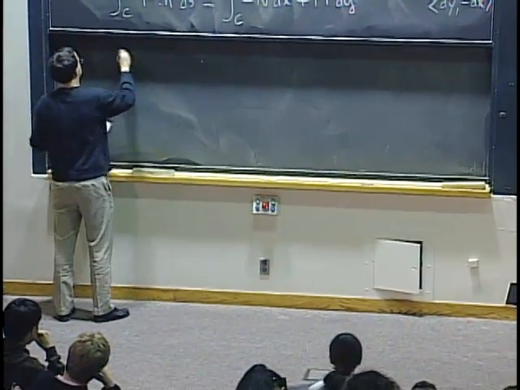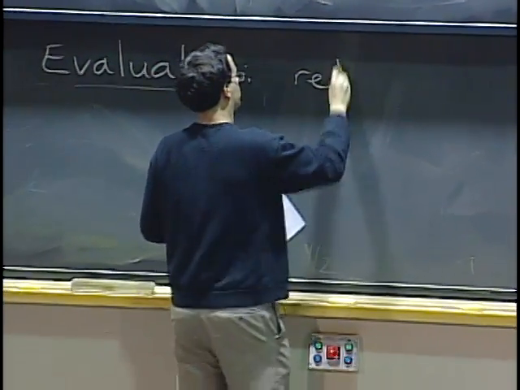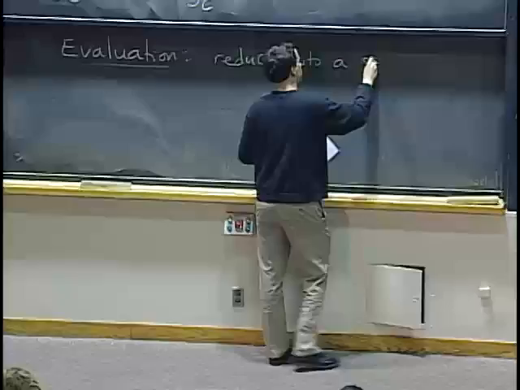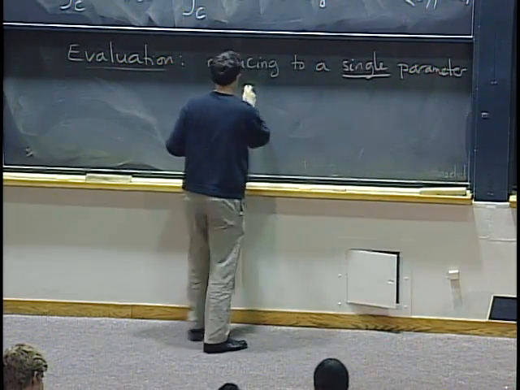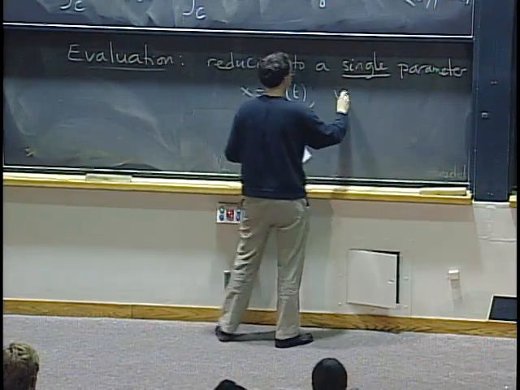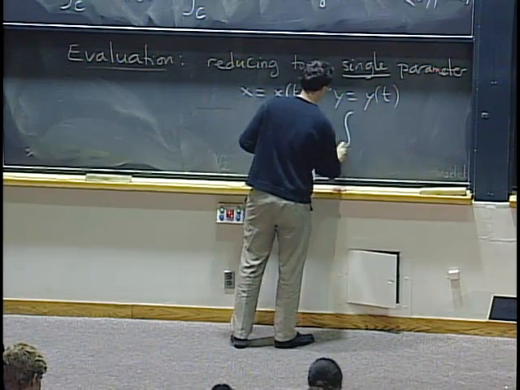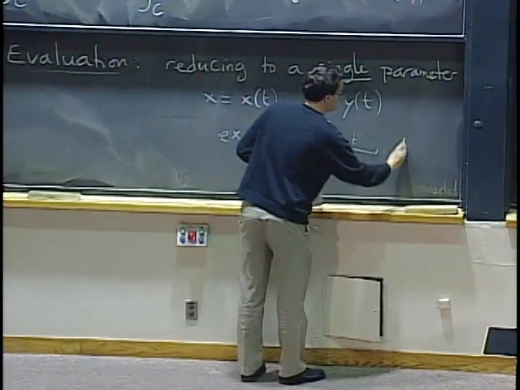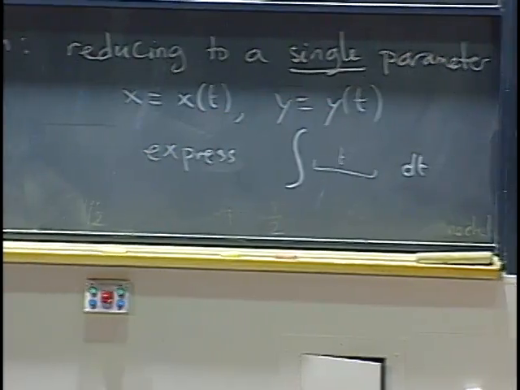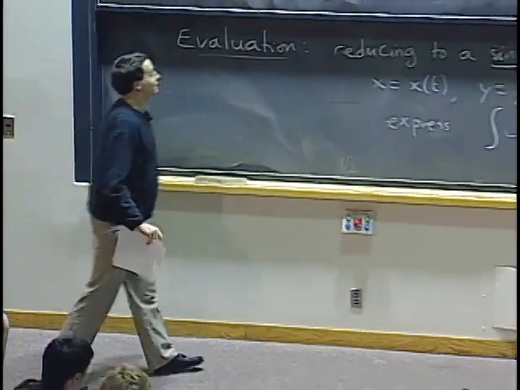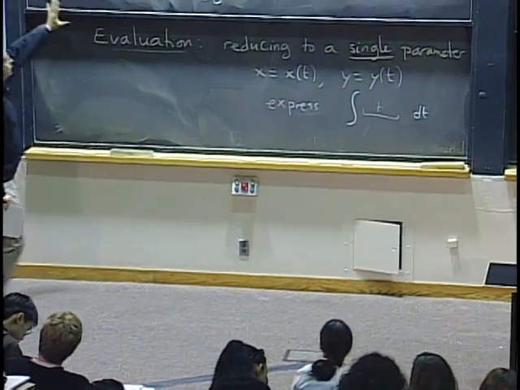So the evaluation method is always by reducing to a single parameter. For example, maybe x and y are both functions of some variable t, and then you express everything in terms of some integral of some quantity involving t dt. Could be that you will just express everything in terms of x or in terms of y or in terms of some angle or something. It's up to you to choose how to parameterize things. And then when you're there, it's a usual one variable integral with a single variable in there. Okay, so that's the general method of calculation.